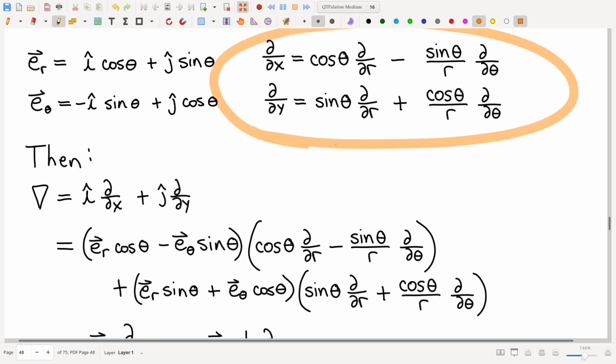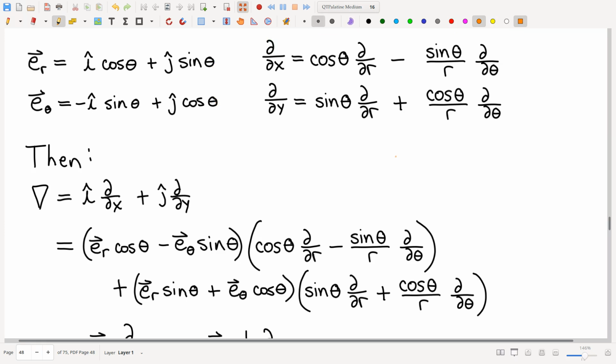These formulas we wrote down when we were talking about the chain rule. And let me just remind you, if you have a function of x and y, well, x and y are functions of r and theta. You've got a composition. You do the chain rule, and you can write the r partial and the theta partial as expressions in terms of x and y partials. All I've done here is invert. I've solved for the x and y partials in terms of the r and theta partials.